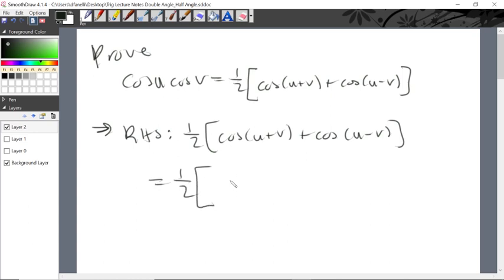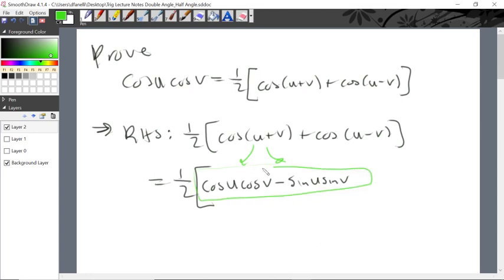Now, what is the cosine of u plus v? That's the cosine of a sum. And the cosine of a sum is written as the product of cosines, cosine u cosine v, minus the product of sines, sine u sine v. That is a formula that you should know already, from the addition formulas or the sum formulas. And then we have plus the cosine of u minus v.